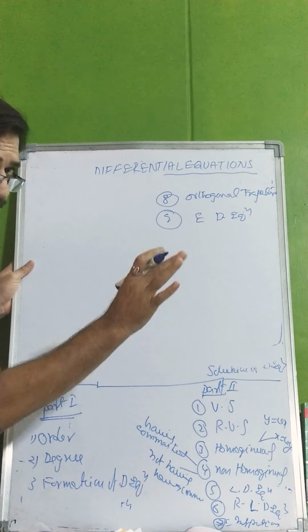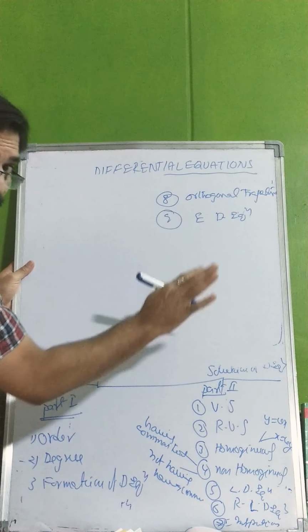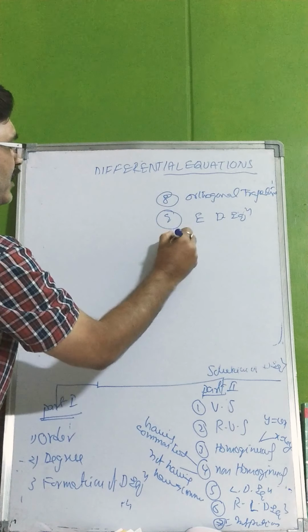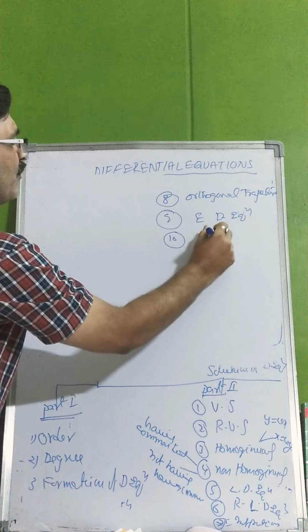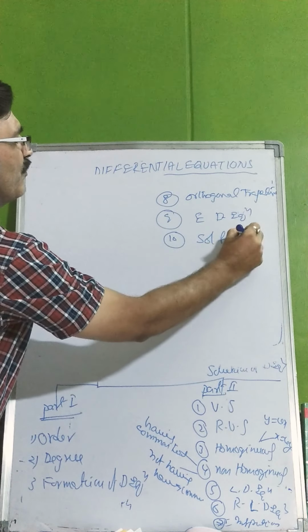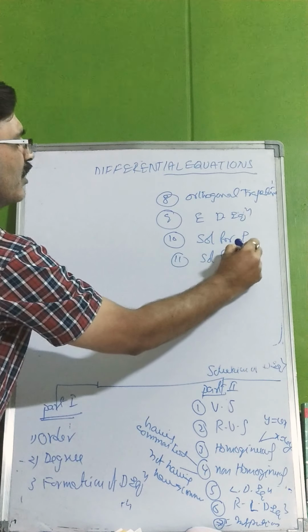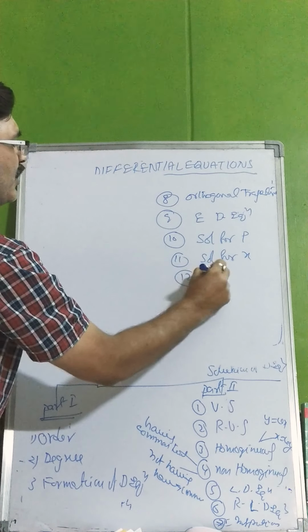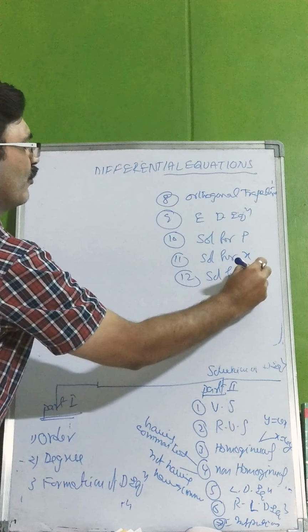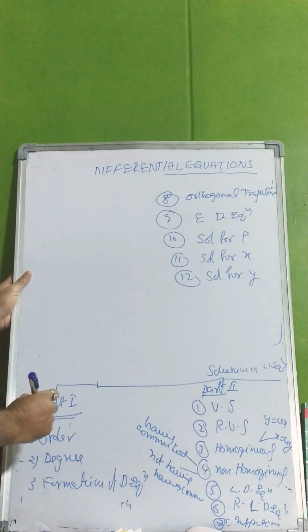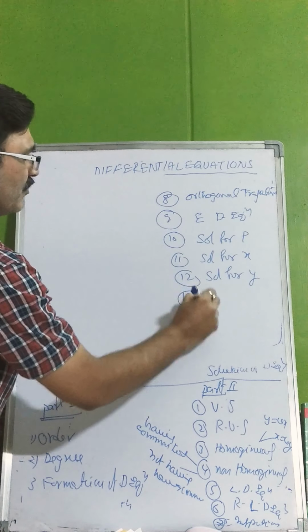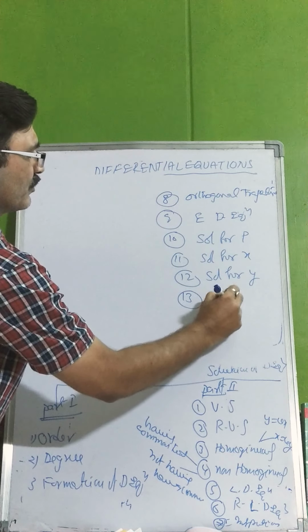In exact differential equation we have 4 different types. All those 4 we will discuss. Then the 10th one is soluble for P. The 11th one is soluble for X. The 12th one is soluble for Y. Right, soluble for Y. And the 13th one is application of differential equation.